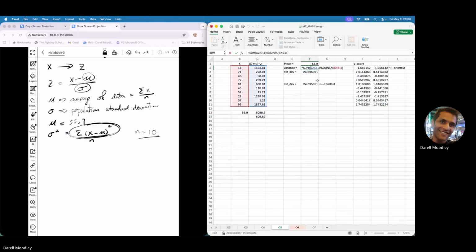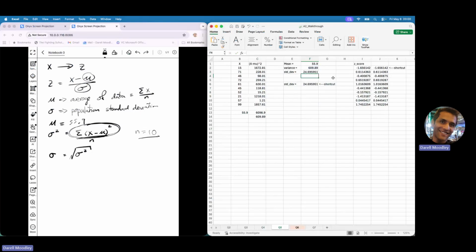And then once you've got your variance, sigma squared, if you want sigma, you just take the square root of sigma squared. And that gives you your sigma. That's your standard deviation. You just take the square root of that.